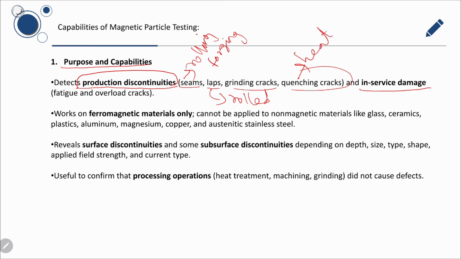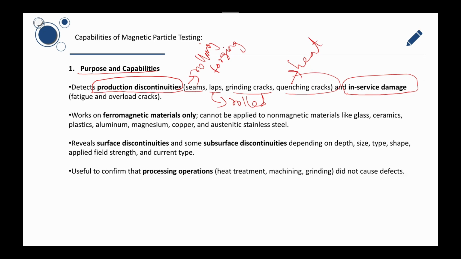These defects weaken the part's structural integrity from the very start. Then, in-service damage during service. MPT can also detect in-service damage. Examples: fatigue cracks and overload cracks. Fatigue cracks are caused by repeated loading cycles, and overload cracks by a single excessive force. This allows the maintenance team to repair or replace the part before catastrophic failure happens.